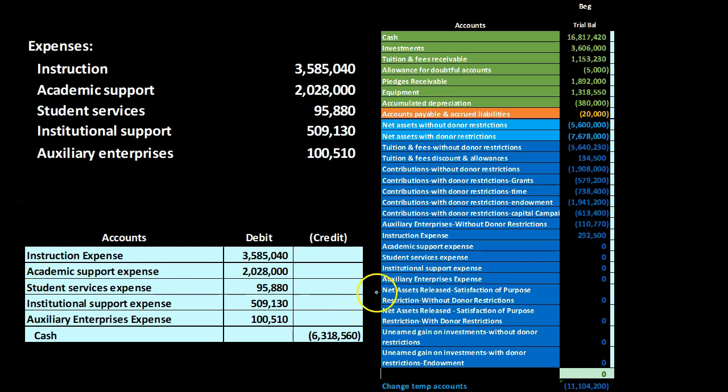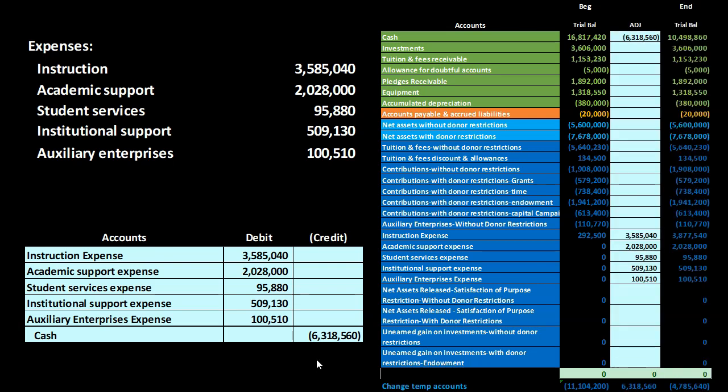We're going to be picking these up in the expense categories: the instruction expense, the academic support expense, student services expense, institutional support expense, and auxiliary enterprise expense. Then the credit will, of course, be to cash, the sum of all of those items. So we're going to record these expenses for the entire time period, posting them then to cash.